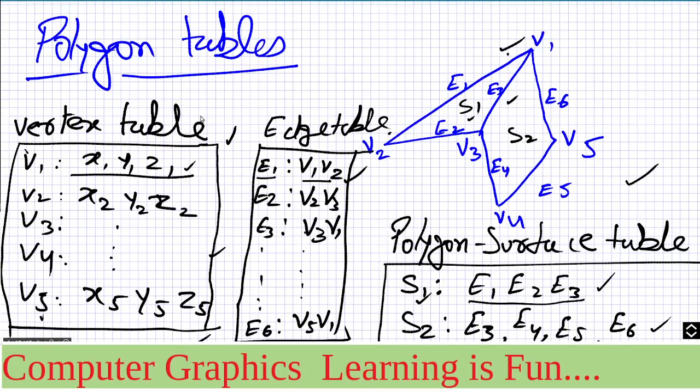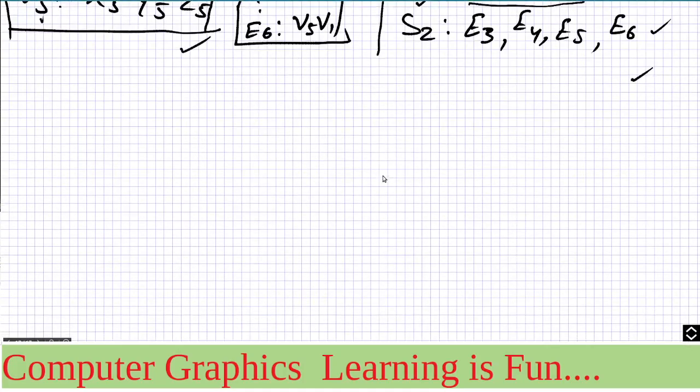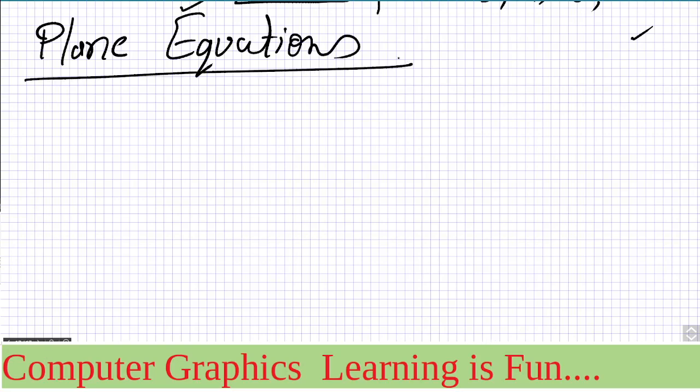Now, having known about polygon tables, which is one of the ways to represent an object in 3 dimensions, another way can be plane equations. So before moving further, I will definitely try to ask about whether you have understood or not. Okay.